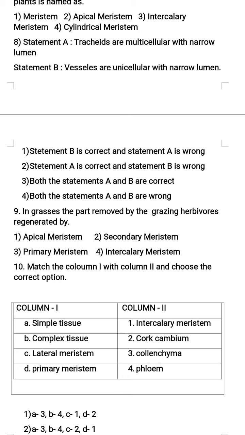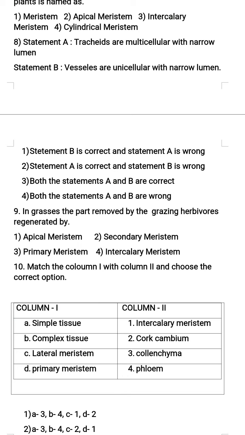Now students, let's see the correct option and explanation for this eighth question. So the correct option is option 4. It means both the statements A and B are wrong. Now let me explain this eighth question in detail. Tracheids are multicellular with narrow lumen. This is absolutely wrong. And as well, vessels are unicellular with narrow lumen. This is also absolutely wrong in nature.